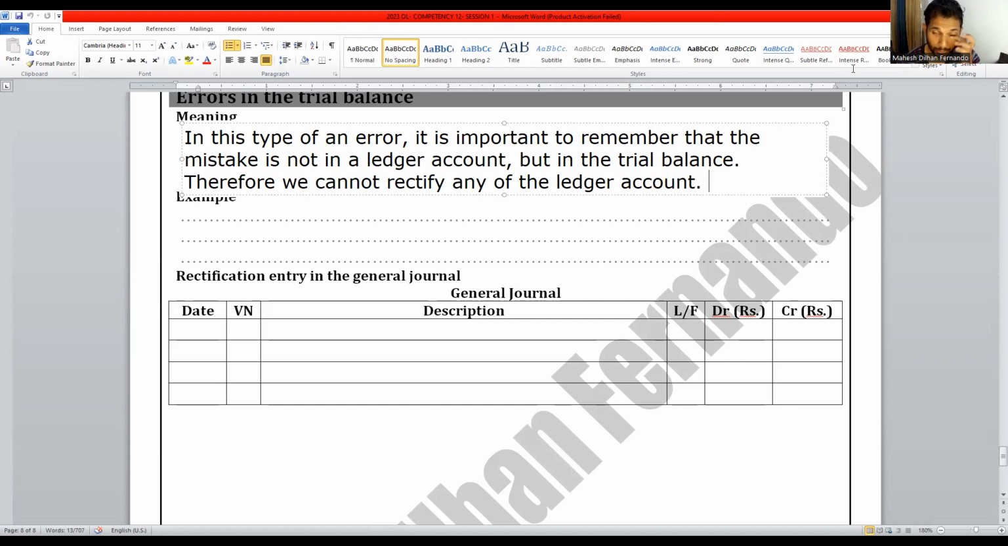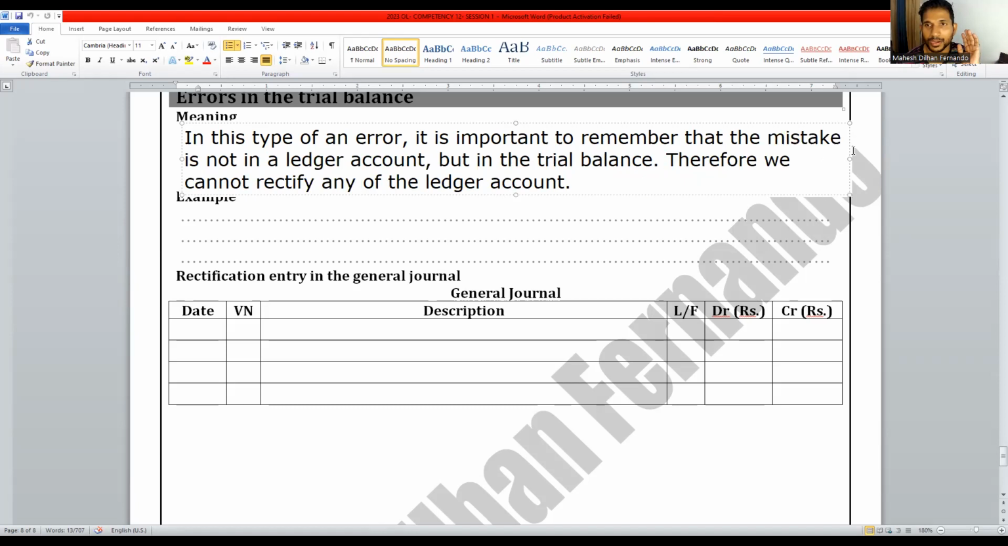Now, where has this error occurred? The error has been committed not in a ledger account. Therefore, you can't rectify a ledger account. The mistake is in the trial balance. First, write this down.